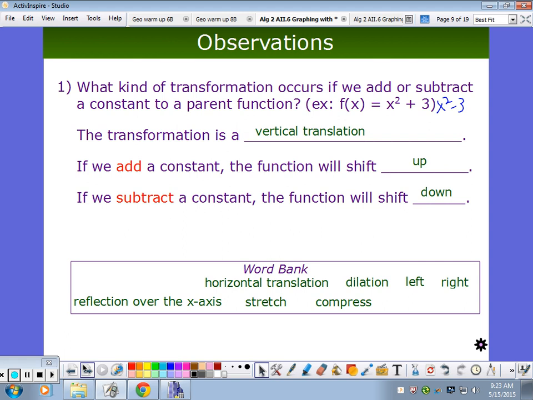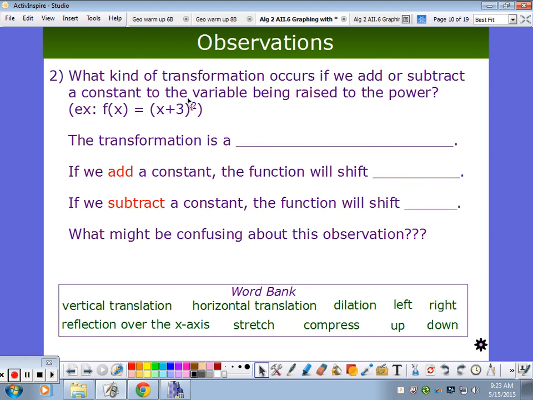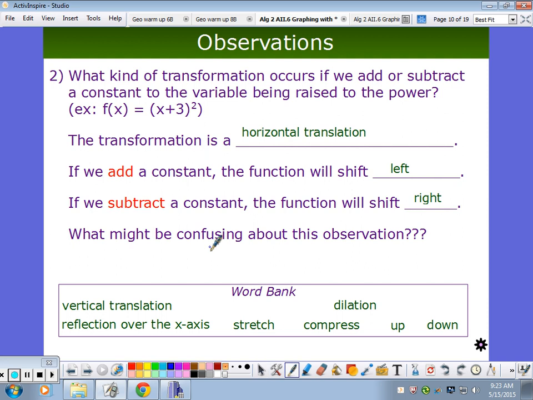Questions on that? Let's see what conclusions we can draw with this one. So look at your x plus 3 squared, compare it to x squared. This transformation is a horizontal translation, right? Going this way. Now if you add a constant, the function will shift, look at your picture, left. And if you subtract a constant, if this was x minus 3 squared, which way did it shift? Right. Might be just a little confusing about that. Does nobody find that confusing? Because I do. Sarah, what do you think?